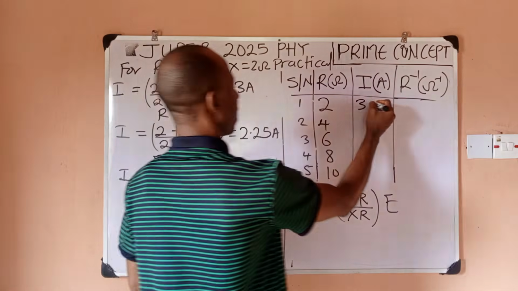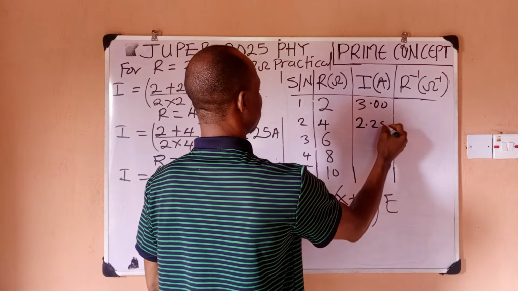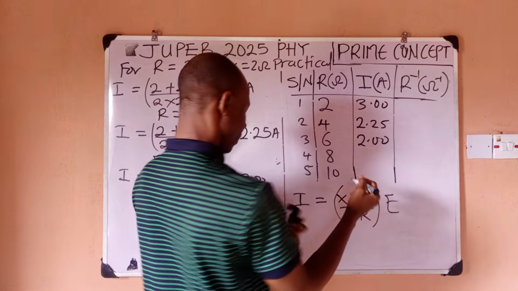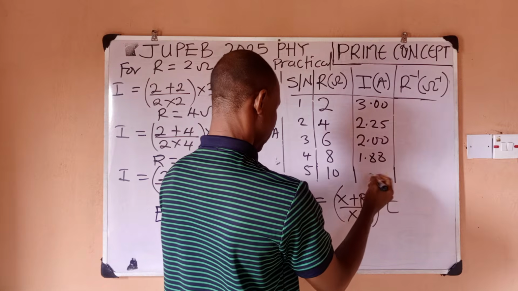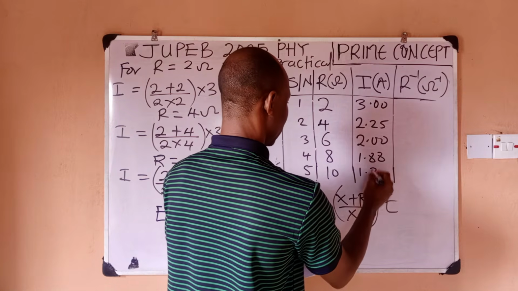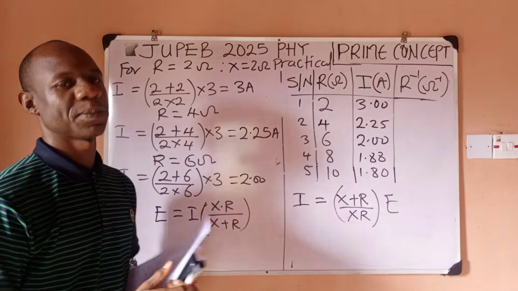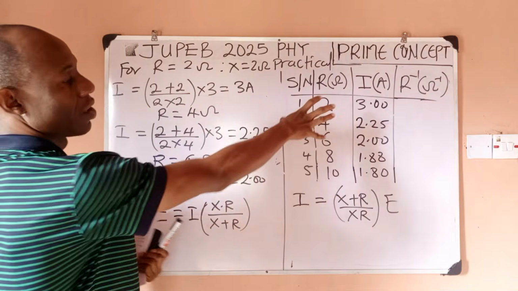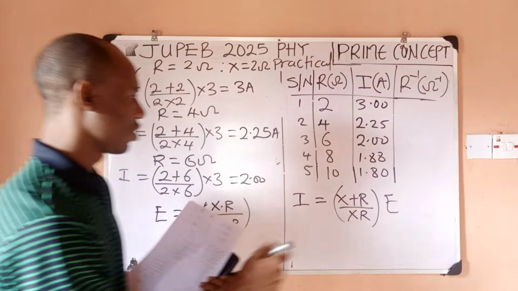So this, I would say 0.00. This, I would say 2.25. Then this, I would say 2.00. The next one is 1.88. The next is 1.80. So this is what we have as our current. So this is what you're expected to get if this is what you're using. So even if you had done this in your exam, you'll be very correct. So this is the correct result.